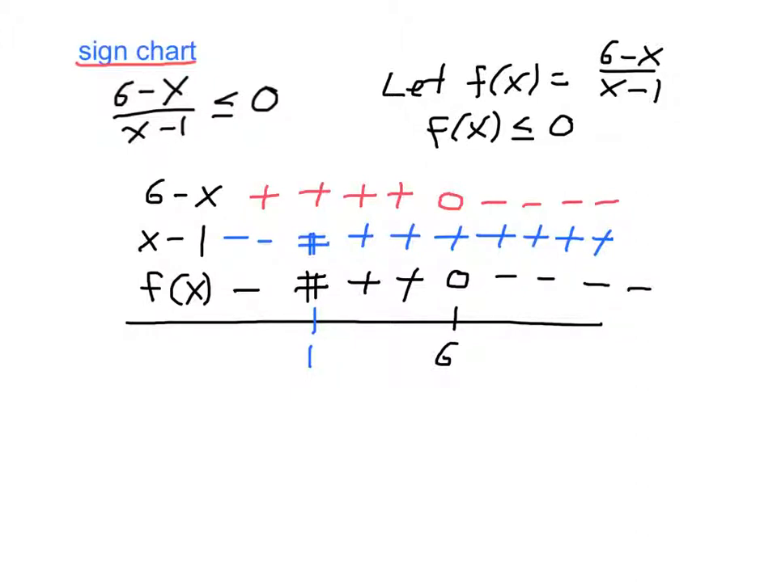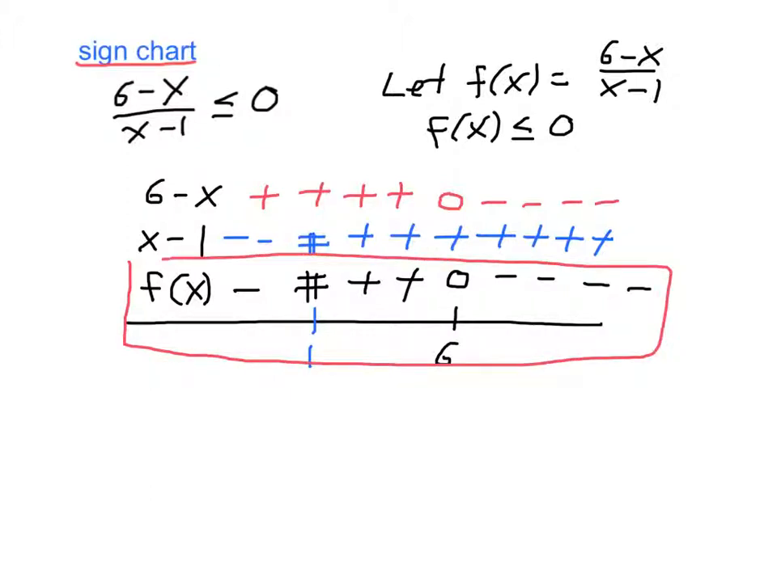So again, what I'm doing is looking at what's happening here. Positive divided by a negative is negative. Positive divided by a positive is positive. Negative divided by a positive is negative. Now, if I read this sign chart, this row, the f(x), is the part that's important. The other part just helped me build it. Remember, the question is, when is f(x) less than 0?